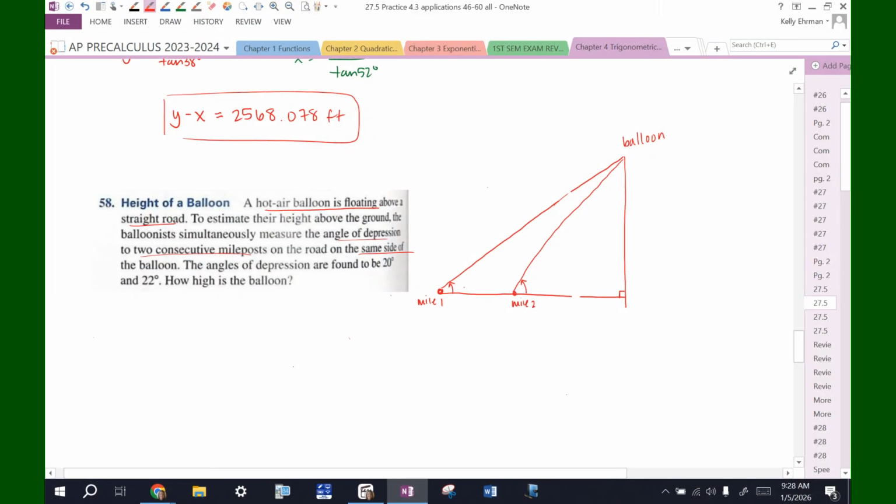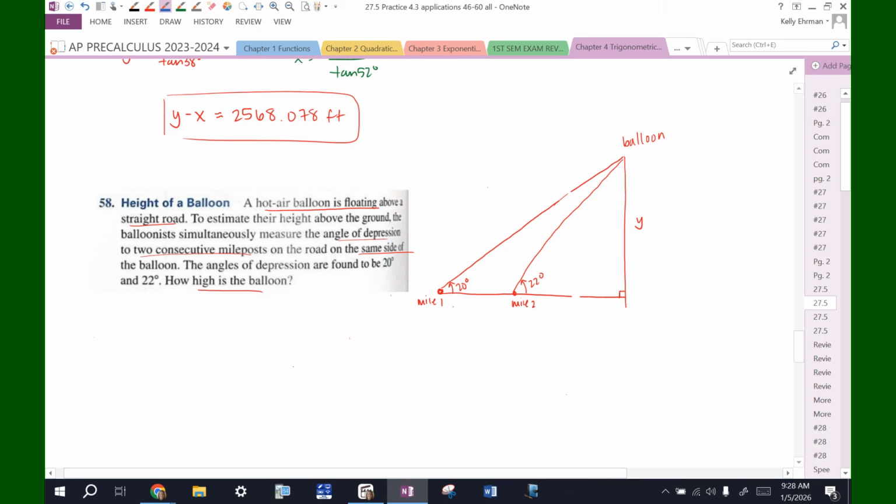Now, 20 would have to be, if you're not looking up as high, you're farther out, right? This angle is smaller than this angle. So put 20 degrees here and 22 here. How high is the balloon? Let's call that Y. We don't know about this horizontal distance, but there is a number in here. It's just sort of hidden. These are mile markers. Mile markers are marking every mile along the road.